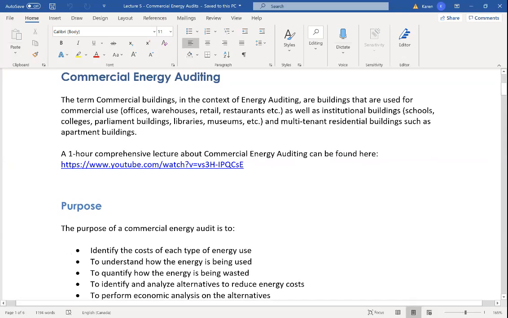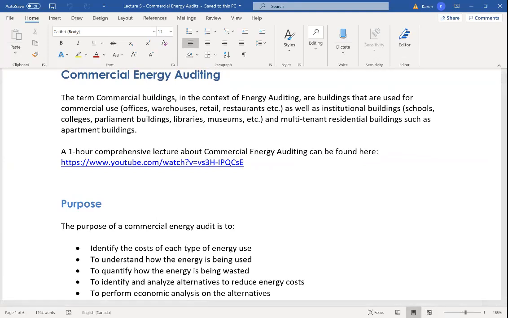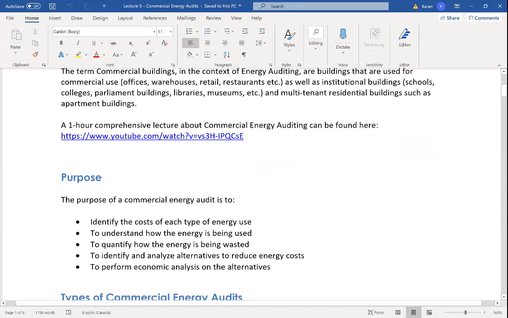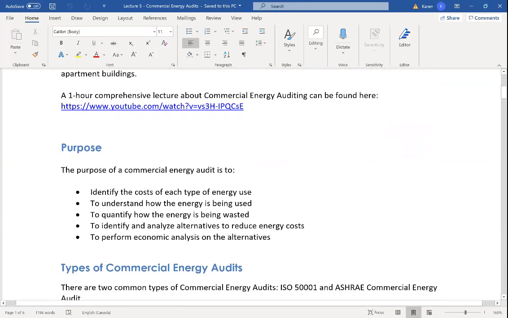A commercial building, in the context of energy auditing, is a building that is used for commercial use. So offices, warehouses, retail, restaurants, as well as big buildings like schools or college buildings, parliament buildings, libraries, museums, also apartment buildings. So basically large buildings, but that are not used for industrial processes, but also are not single family residential or even small multifamily residential.